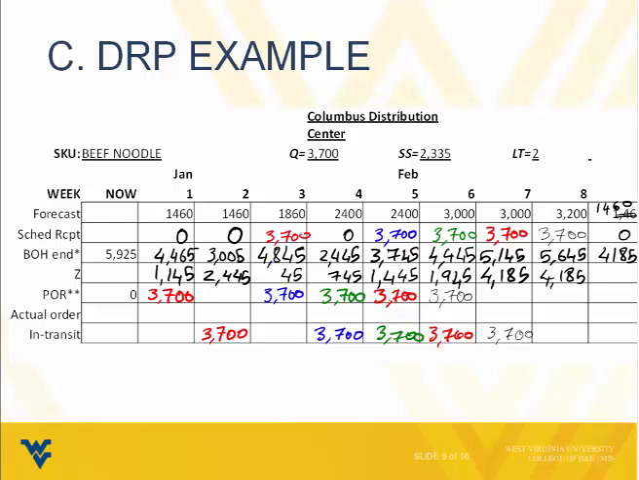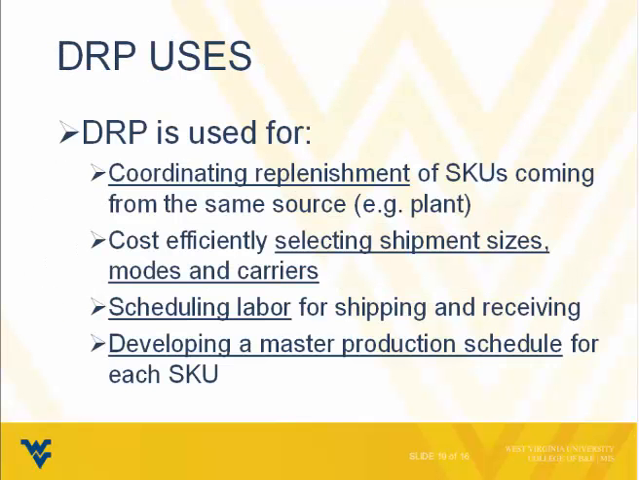For the Columbus distribution center, we'd look at beef noodle soup, chicken noodle soup, beef stock, chicken stock, vegetable soup, and all of those different SKUs, and see how many orders we're releasing during each of those periods. Then we would say, okay, for each week of January and each week of February, this is how many orders we're getting, and this is how many orders we're going to be receiving. Okay? Just keep that in mind, because that's going to lead us to some interesting insights.